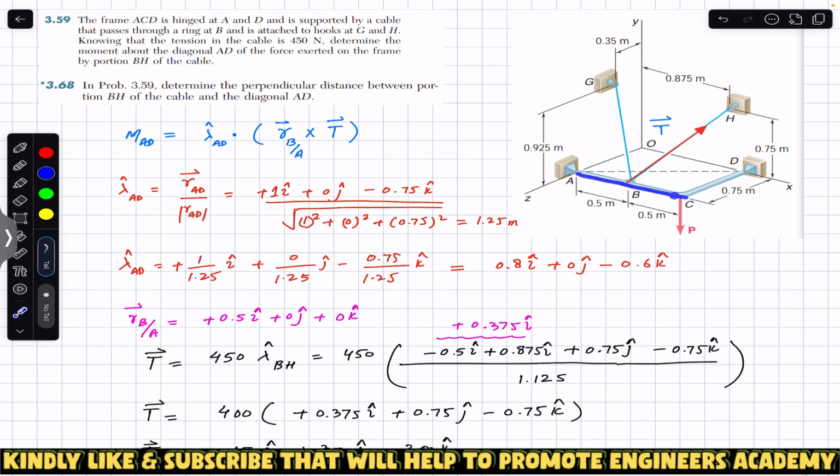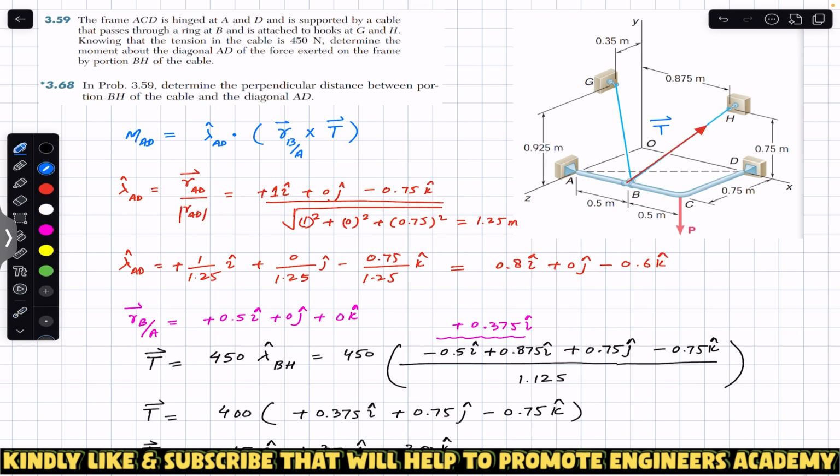So we are given this frame ACD which is supported at A and D and by this rope which is passing through this ring attached to G and H. Now we are asked to find the moment about this AD line of the portion of the tension from B to H, which has a magnitude of 450 Newton. So what I am going to do is remove this portion of the rope because we are required to find the moment of only this part of the cable, or we can say this part of the tension in the cable.